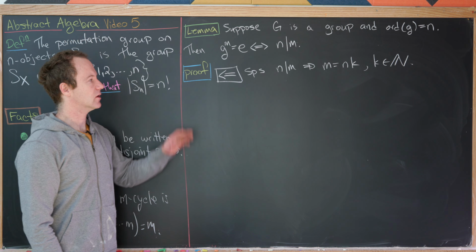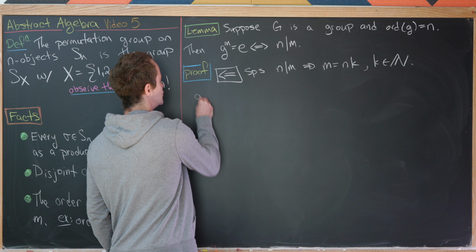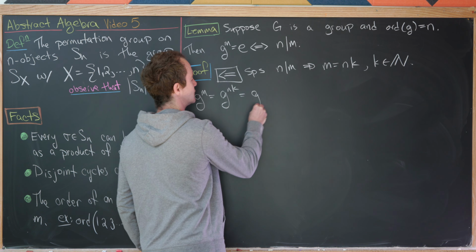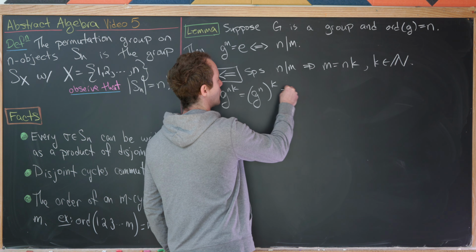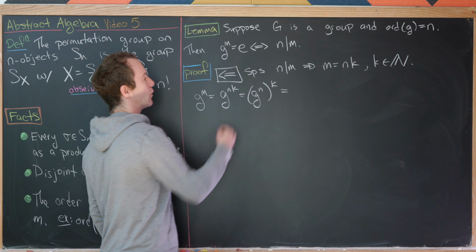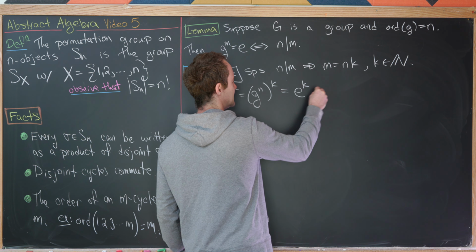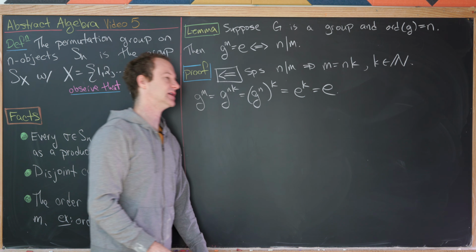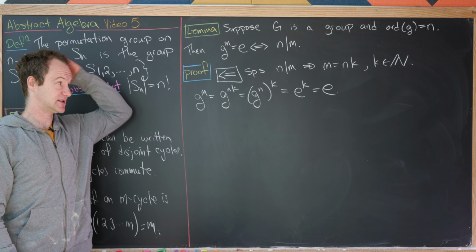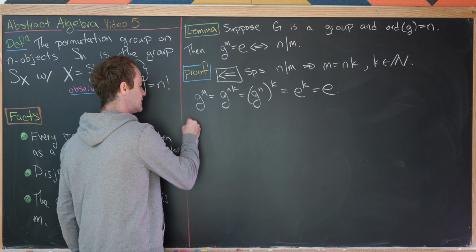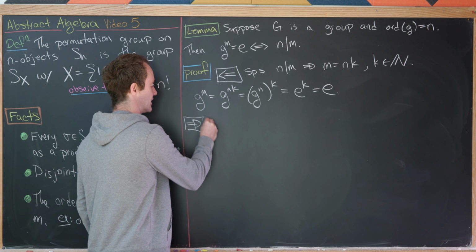Okay, so now let's notice that g to the m is equal to g to the nk, which is equal to g to the n, all raised to the k. But if the order of g is equal to n, that means g to the n is the identity, but the identity e combined with itself any number of times is always the identity. So there we have it. So now let's go in the forward direction.